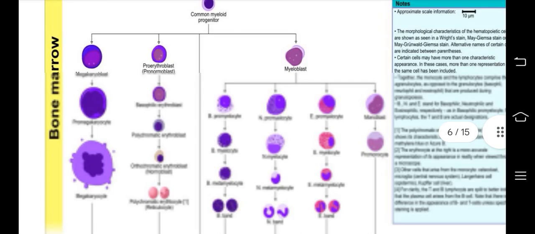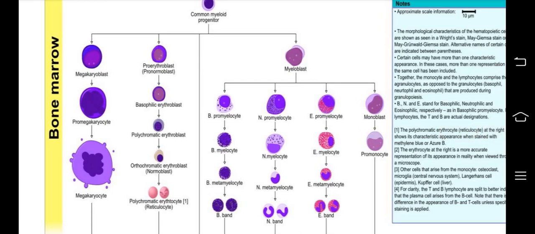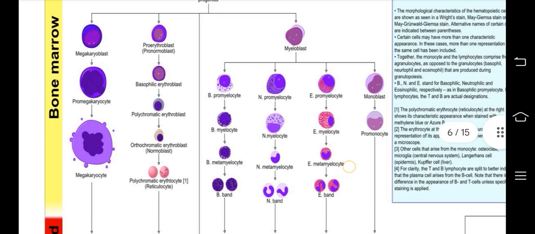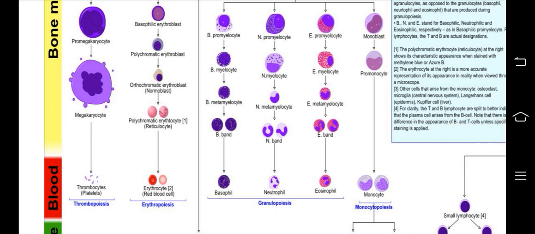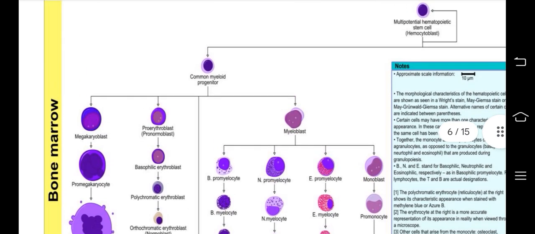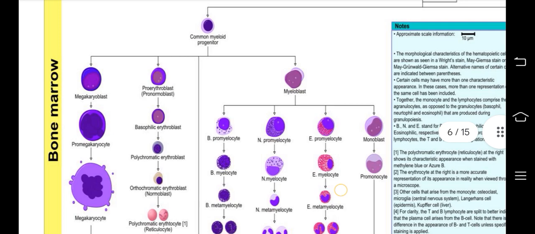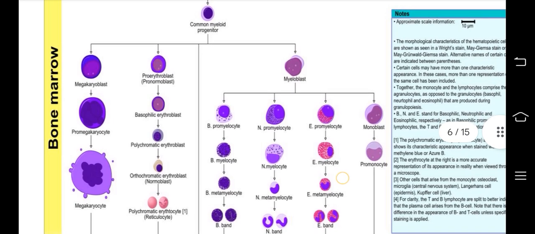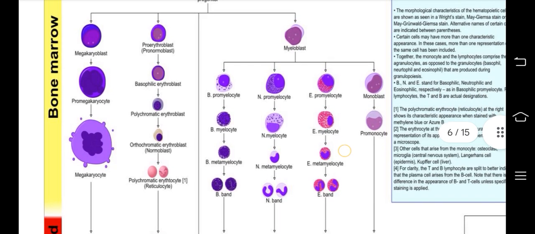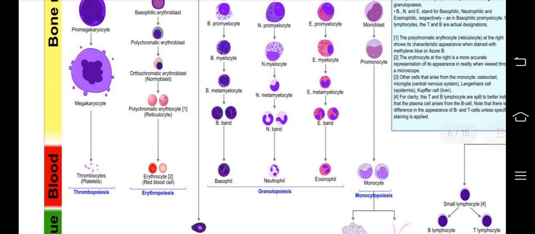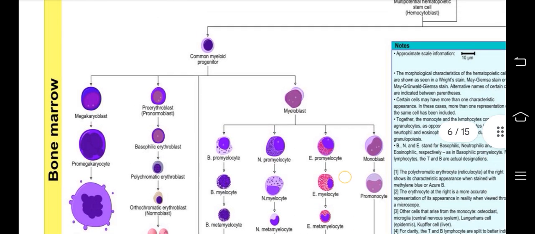First, common myeloid progenitor, megakaryoblast, promegakaryocyte, megakaryocyte, thrombocytes or platelets. Thrombopoiesis. Once again, common myeloid progenitor, megakaryoblast, promegakaryocyte, megakaryocyte, then thrombocytes or platelets, thrombopoiesis.